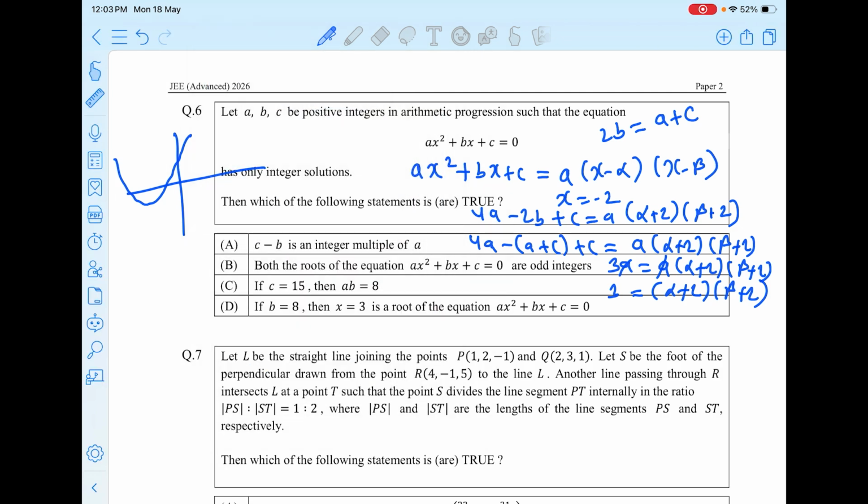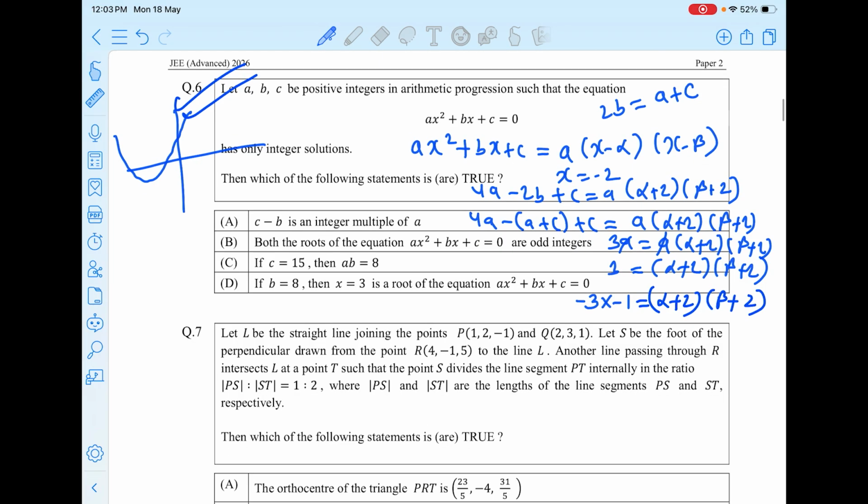So in this case what will you get? You have to take two cases. Minus 3 into minus 1 is equal to (alpha plus 2)(beta plus 2). So two possibilities: alpha plus 2 is minus 3 and beta plus 2 is minus 1, or alpha plus 2 is minus 1 and beta plus 2 is minus 3, and then you can just solve this one. Okay. After that you have to just verify the options.